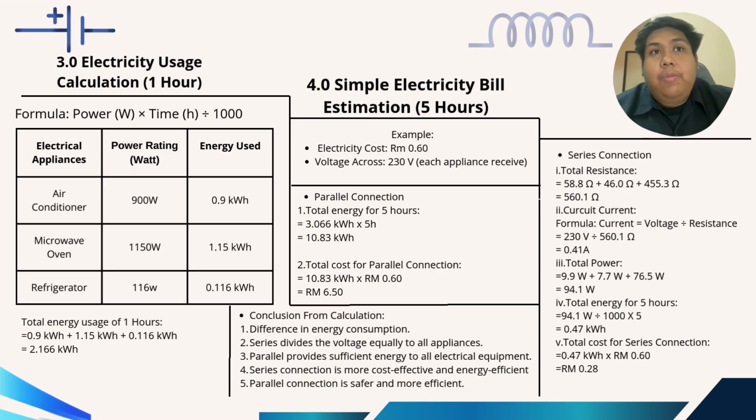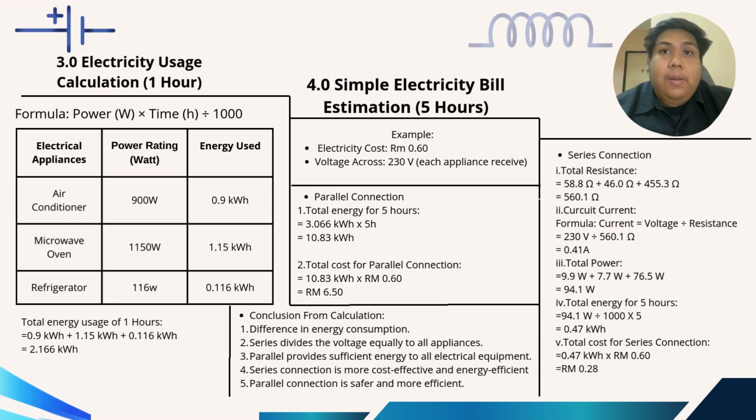For example, in our group, we chose an air conditioner, a microwave oven, and also a refrigerator. The total electricity usage is 2.166 kilowatt hour. After that, we multiply by 5 because we want to know the electricity usage in 5 hours. So we get 10.83 kilowatt hour. After we get the kilowatt hour, we multiply by 60 cents to know how much we should spend for the electricity. So we get RM6.50 for the parallel connection.